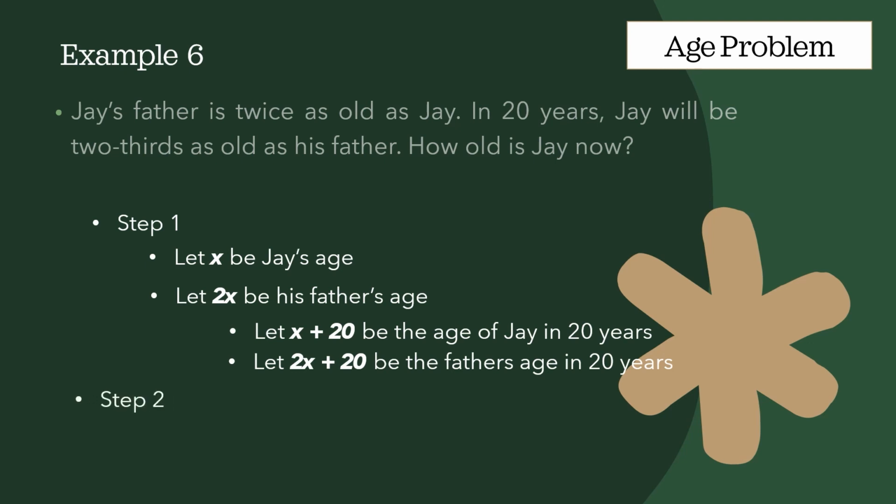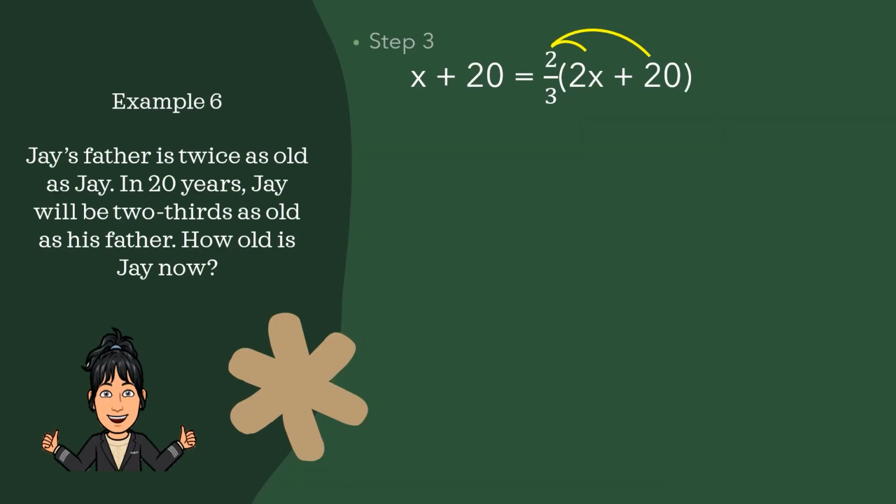So for step 2, our equation will now be x plus 20 is equal to 2/3 times the quantity 2x plus 20. As stated in the problem, in 20 years, J will be 2/3 as old as his father. Step 3. Solve for the unknown. The given equation is x plus 20 equals 2/3 times the quantity 2x plus 20.